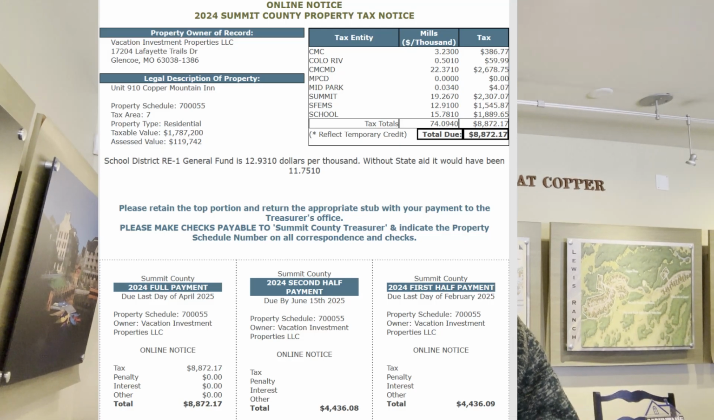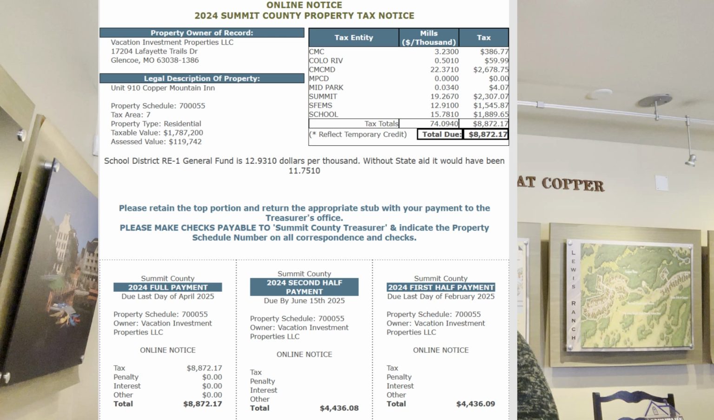The first thing you're going to see in the top left is your property owner of record. Underneath that, the legal description of the property. Your schedule number, which is very important when it comes to identifying your property in county assessor or tax records. The tax area, there's a number of tax areas in Summit County. The tax area is where you fall on that map with the different taxing entities throughout the county. In Colorado, there are going to be numerous taxing entities that, depending on where your property is located, you may fall under their jurisdiction and pay mill levies to them.